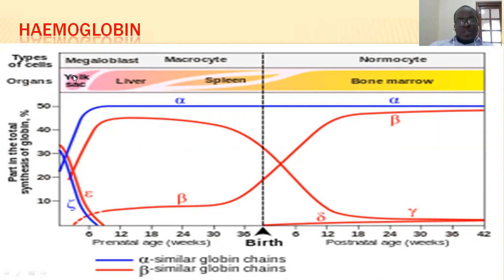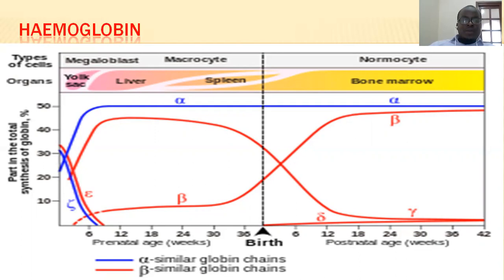But within the yolk sac, you can also have a combination of two zeta and two epsilon polypeptide chains, which is called the Gower 1 hemoglobin. Then you also have the Gower 2 hemoglobin, which is composed of two alpha and two epsilon. So those are the two types of hemoglobin that are dominant in an embryo.